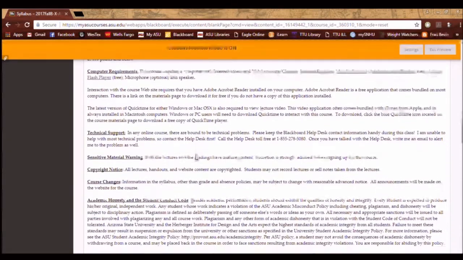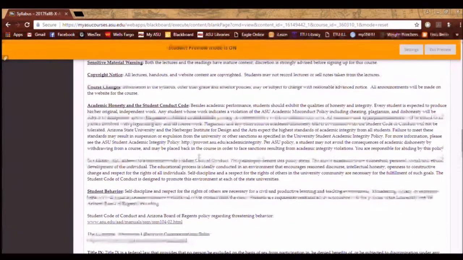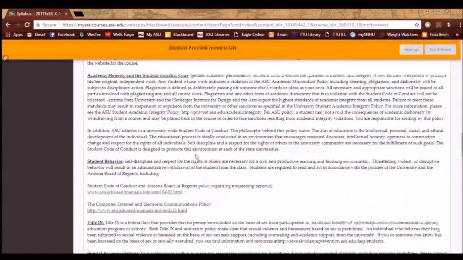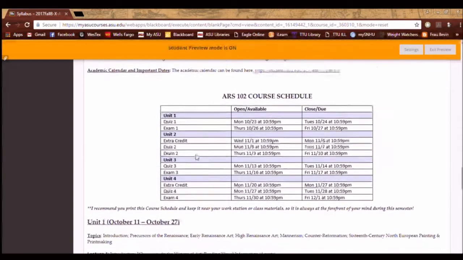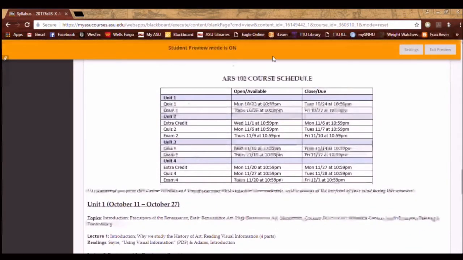Then we've got a bunch of statements about student code of conduct, tech support, behavior, Title IX, and accommodations. Toward the bottom of the syllabus, you're going to find the course schedule. I would recommend printing this part out and having it with you or near your computer or workstation or wherever you're going to be. So this has all of the assessments in the 4 units and the dates at which they will be open or available to you and the dates at which they will close or they're due. Notice everything is 10:59 p.m. and that is Arizona time.